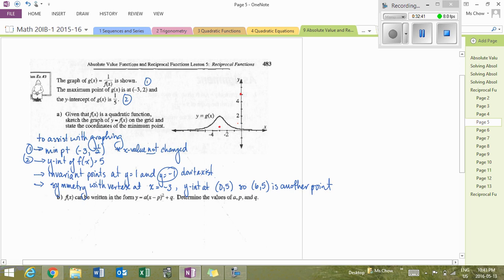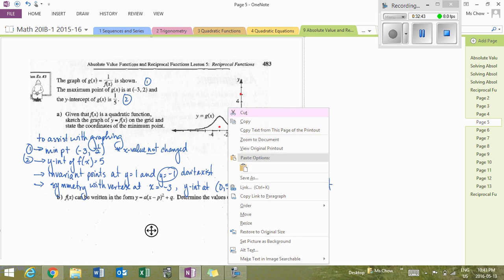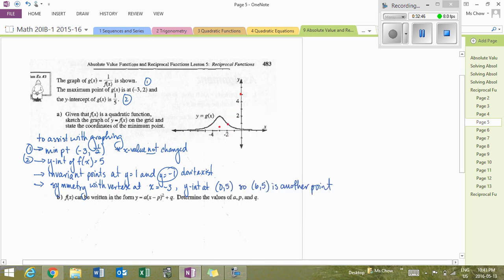We have invariant points at y is equal to 1, so there's one right here and the other one right here. We don't have anything at y equals -1. It doesn't exist in this particular case. We also have symmetry at your vertex, and so since we know (0, 5), we can come over and we know that (6, 5) is also a point, and that now gives us enough information that we can draw our quadratic, our original function f of x.